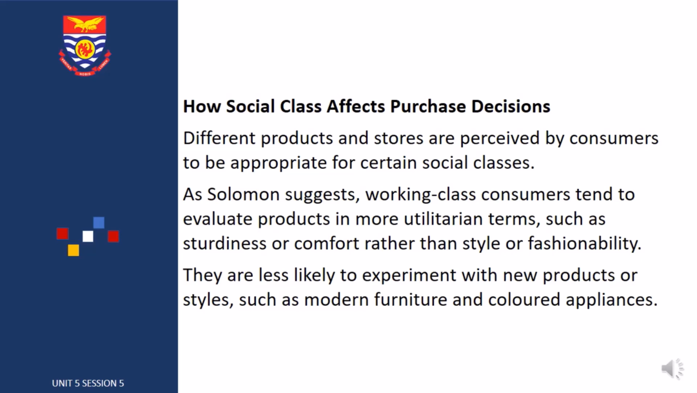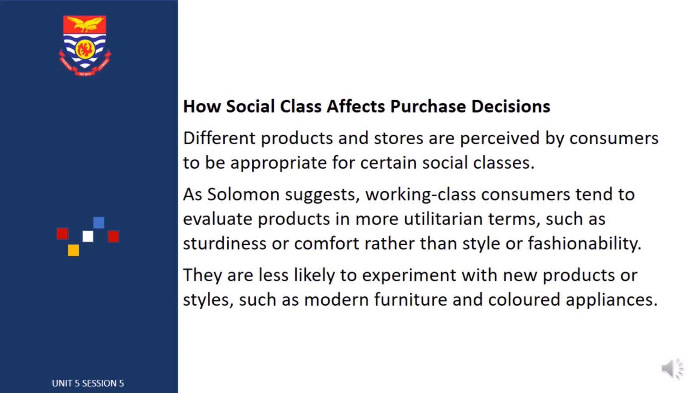So we are saying that different products and stores are perceived by consumers to be appropriate for certain social classes. If you put a product on the table and you bring different classes of consumers, they will all perceive the product differently, and that is based on their social class. You can't tell me that somebody who has never gone to school will behave the same as somebody who is a professor. No, they have different social class status.